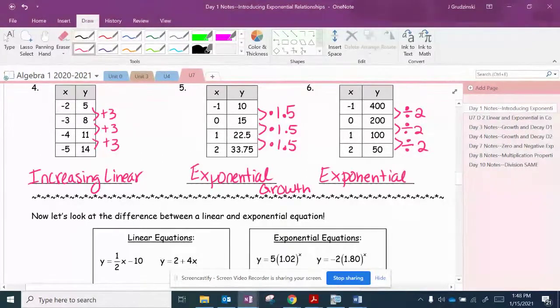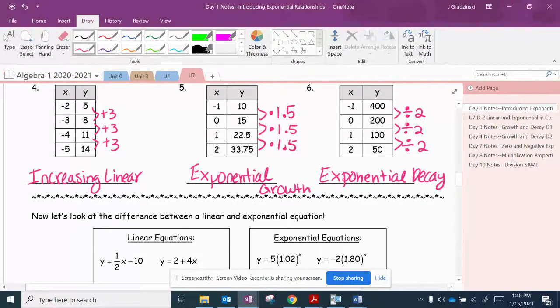So with these problems, there's always a little bit of needing to look at the problem and decide which is best. It might be a little bit of trial and error, and that's okay if you're not sure right away. Just start trying. See, does addition work? Does subtraction work? Does multiplication work? Does division work?